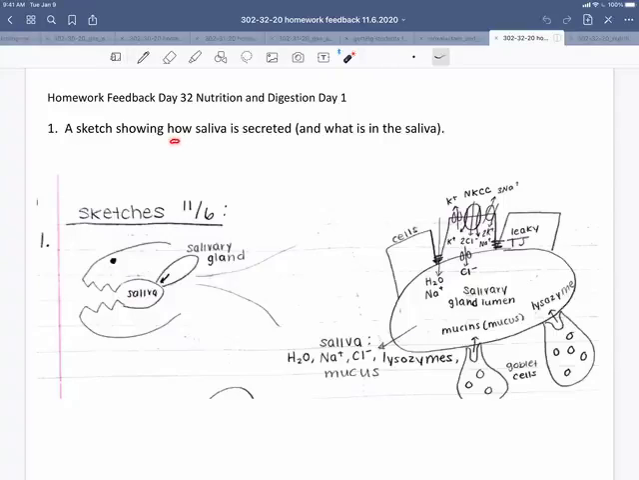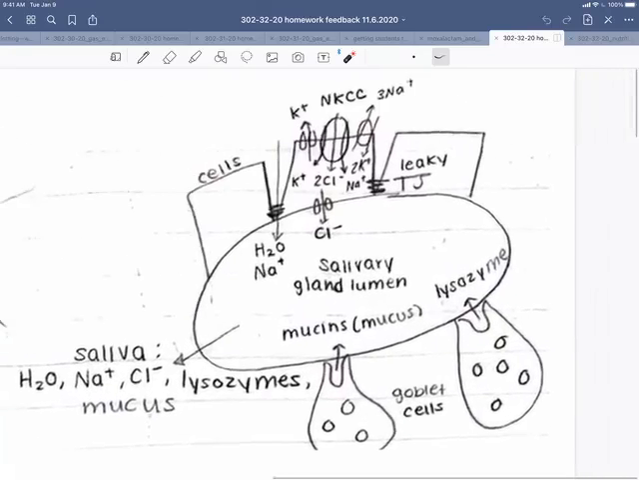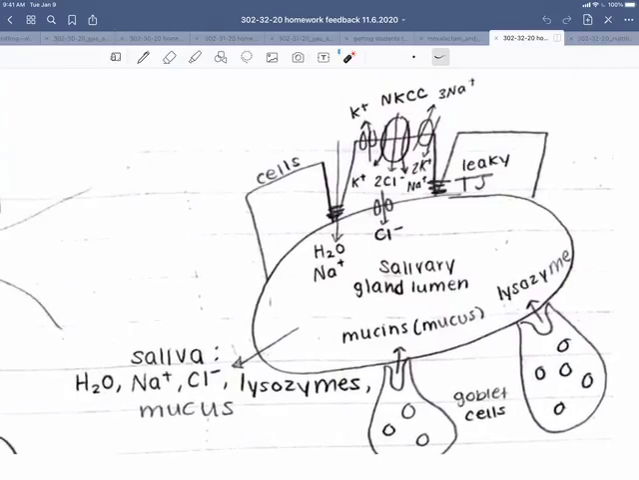The first sketch is to show how saliva is secreted and show what is in the saliva. So here's a salivary gland in the head of an animal. And if we zoom in on the salivary gland, we've got goblet cells that are secreting vesicles of mucus.